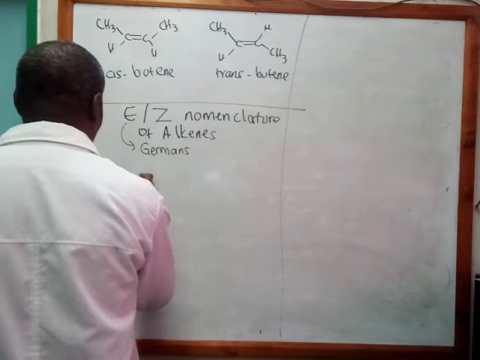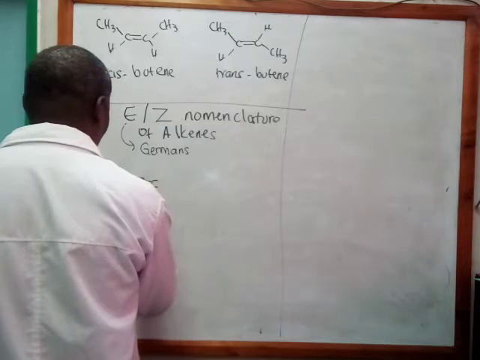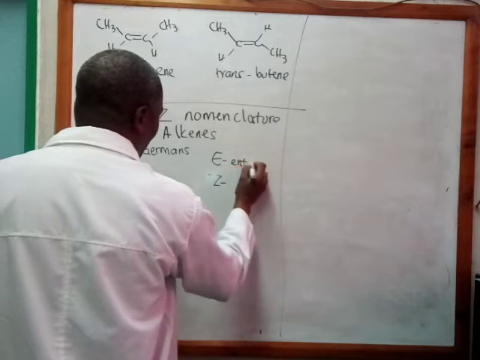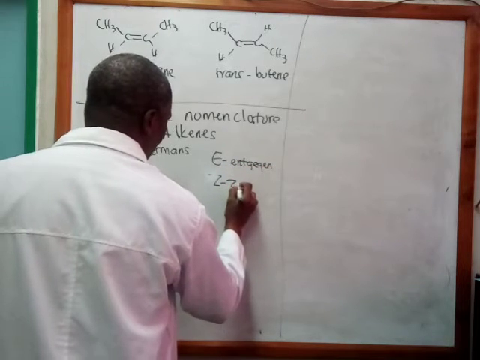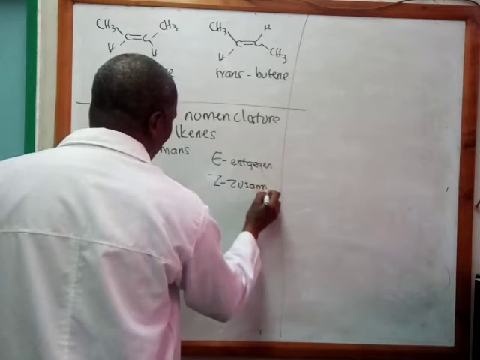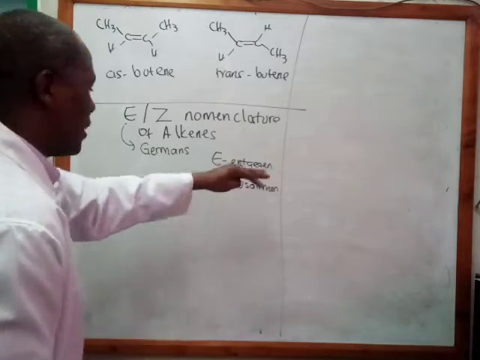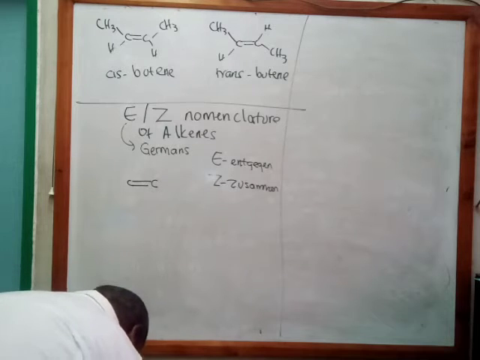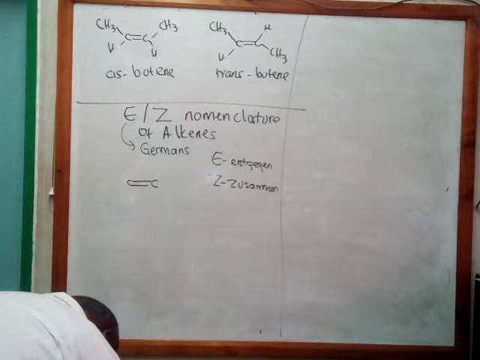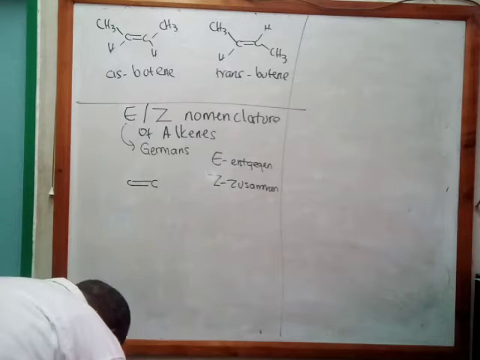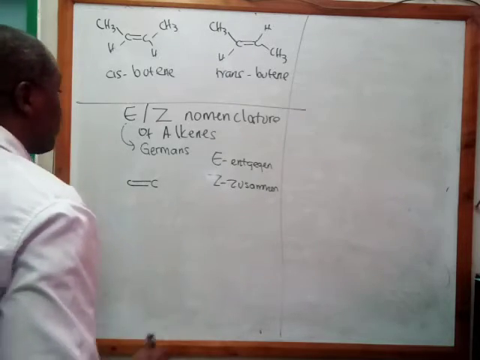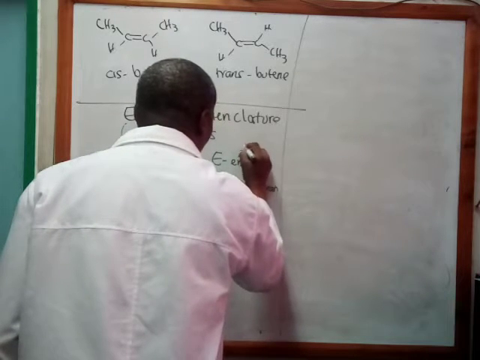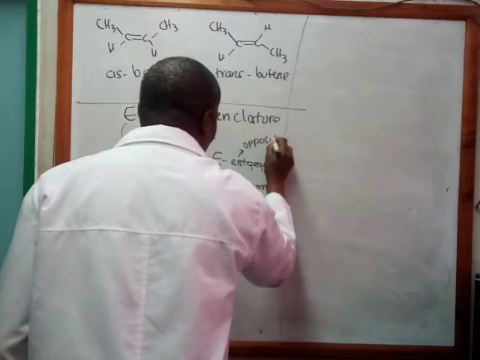Let me just try to get it. There is the double bond. So there is the E, and then there is the Z. I'll just try to get the exact spelling, but there is one for German being on the opposite side, one being on the same side.